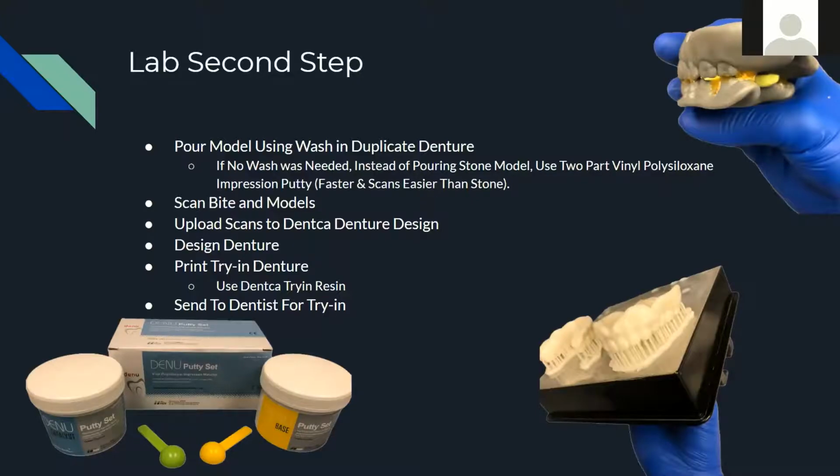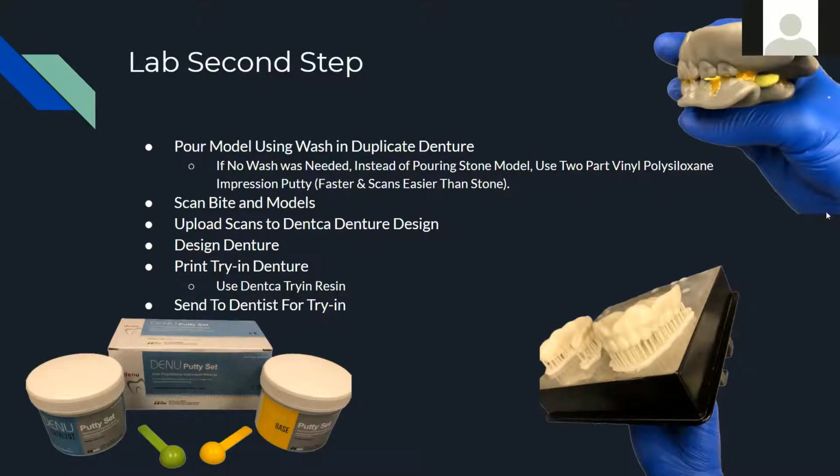Then after you do all the model work, you'd go ahead and scan the bite and the models. Then you'd upload that up to Dentca Design platform. You would go ahead and design your denture. Then you'd print your try-in denture, and you'd want to use the Denca try material, which is white material, as opposed to the gray duplicated model resin.